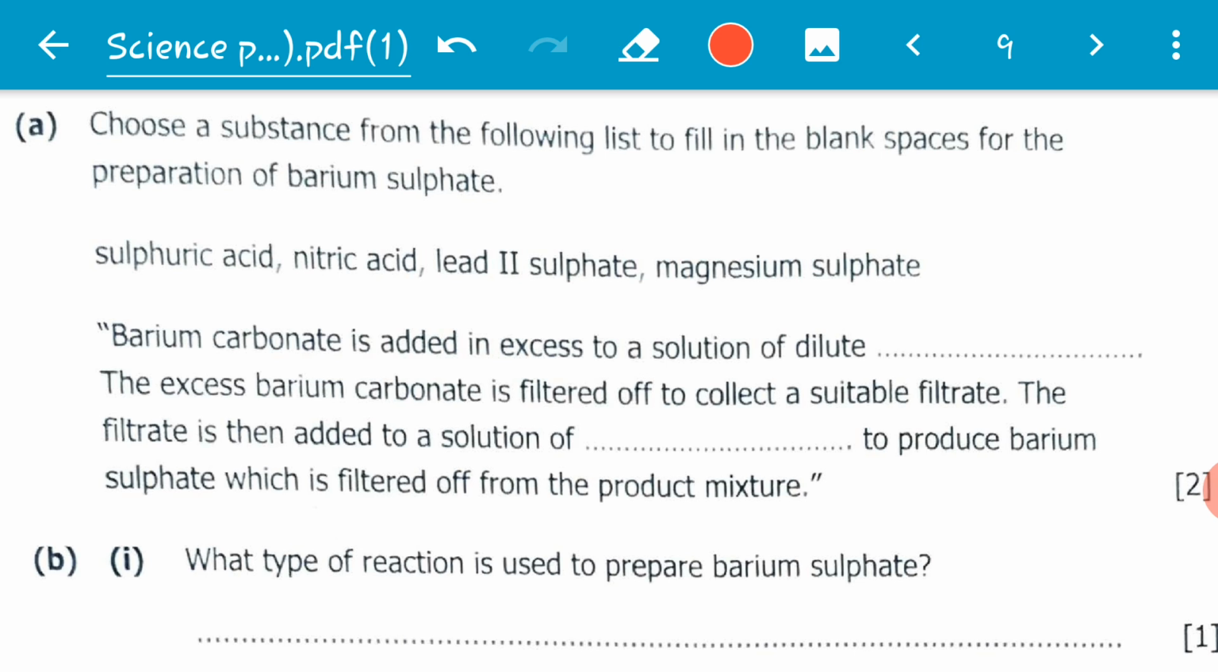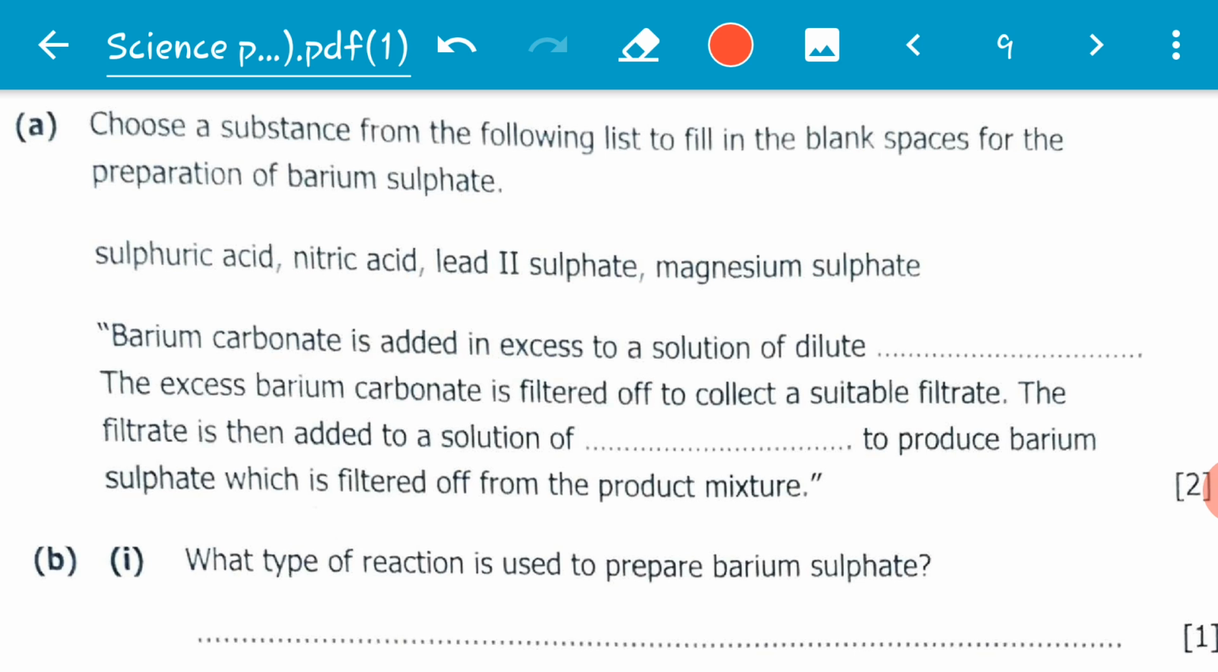To guide us, we know that all nitrates are soluble. So barium nitrate should be soluble. So we are going to add barium carbonate to nitric acid. The reason is simple. We want to create barium nitrate from barium carbonate.